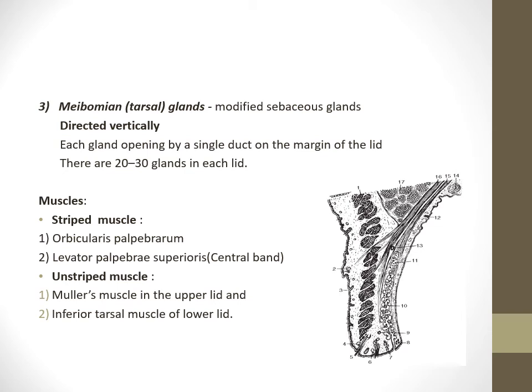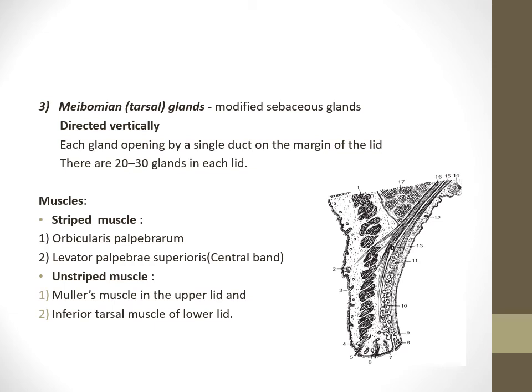Then the Meibomian glands, which are also called tarsal glands. These are modified sebaceous glands. These are directed vertically and each gland opens by a single duct on the margin of the lid. There are around 20 to 30 glands in each lid.